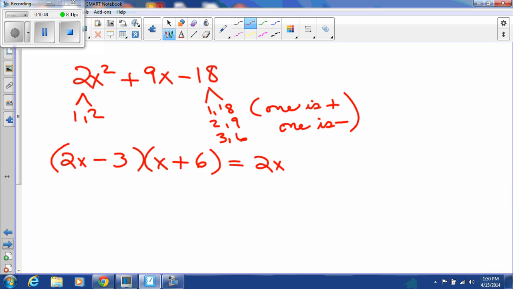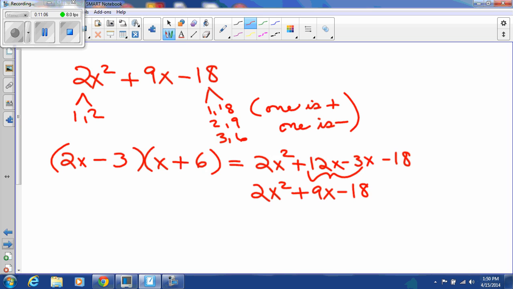That gives me 2x squared plus 12x minus 3x minus 18. This looks good because when I combine my like terms, I get 2x squared plus 9x minus 18. And this is my correct factored form for my trinomial.